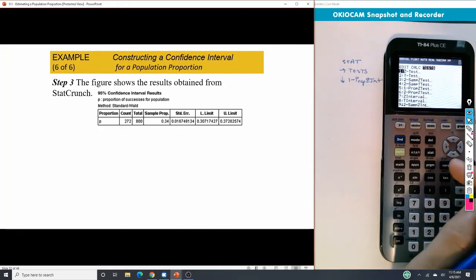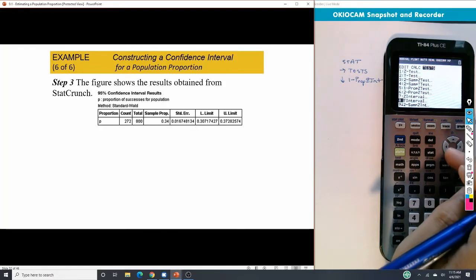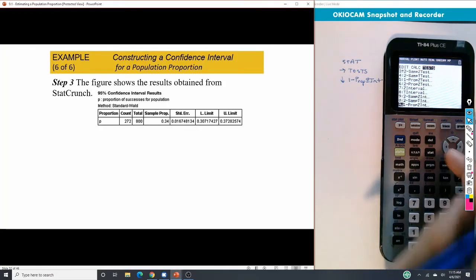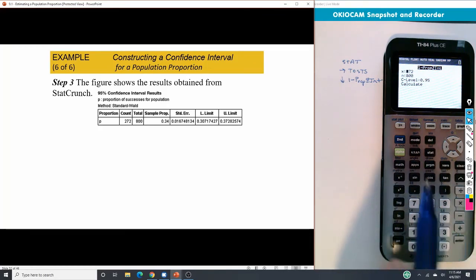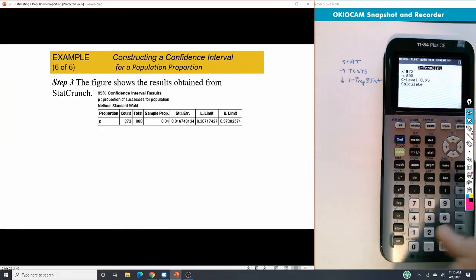1-PropZInt. Now make sure you select the right one. You'll notice that it's all the way down here. I have it as A for mine. Okay? All right, now, I was practicing this problem earlier, so that's why my numbers are already there. But our x value was the 272. So we would just type in 272. Our n, our total amount, was 800. And we wanted a 95%, so 95% is 0.95. That's our confidence level. That's what C-level means.